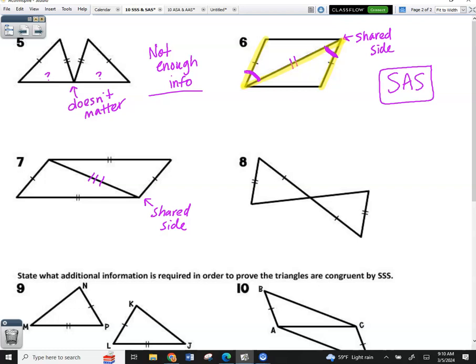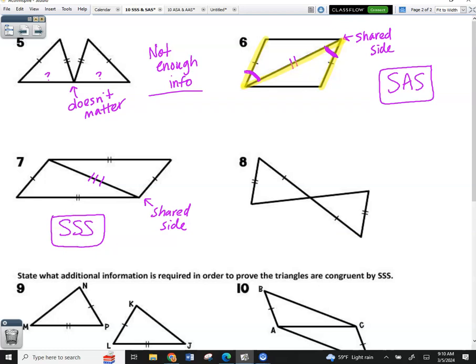Do we have enough info here to verify that they're congruent? What would our shortcut be? We definitely have all 3 sides here, all 3 sides there, which is exactly why side, side, side is everyone's favorite, because it's just so easy to check off.